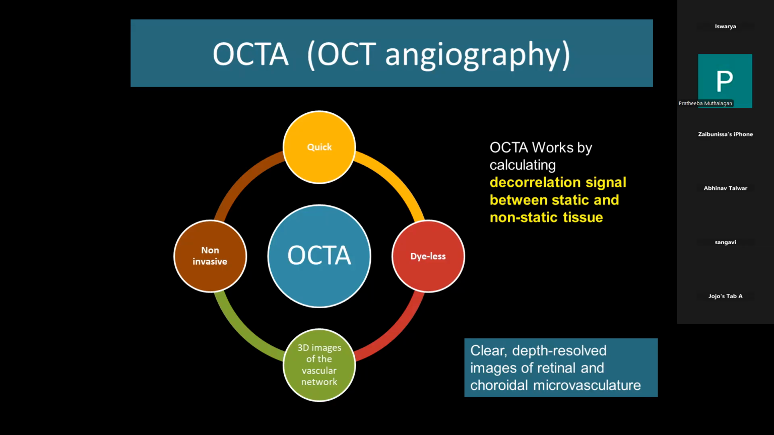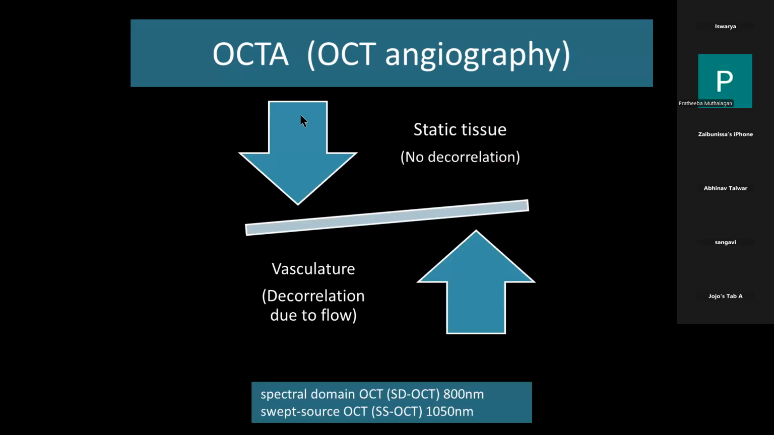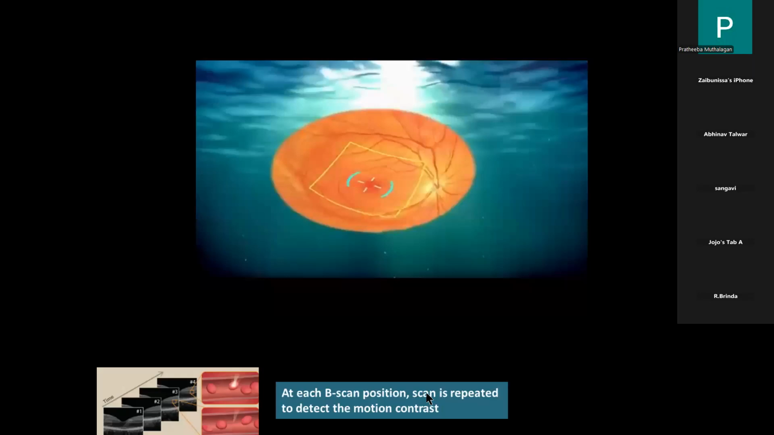So what is the principle on which OCTA works? We look at something called decorrelation signals. Whenever there is a non-static tissue like a blood vessel, the RBCs and other things will be moving in the blood vessels. There will be decorrelation between the clear space and the RBCs, which gives a signal, which in turn is used to create images. Static tissue will not have a decorrelation, but vasculature will have a decorrelation, which has been used in many OCTA devices to get images. When we use a spectral domain OCTA, we use an 800 nanometer wavelength. When we use a swept source, we use 1050 nanometers.